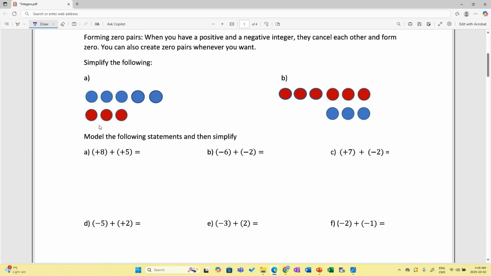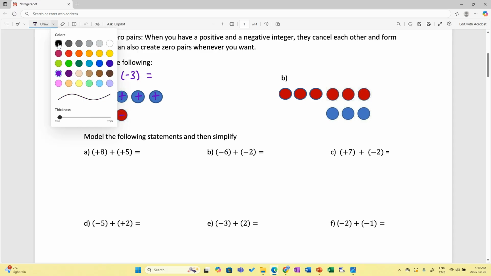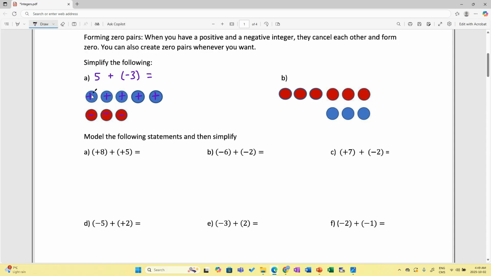When we're doing these questions, if I have 5 positive circles like this, and then I have 3 negative circles, basically this statement is going to be written as positive 5 plus negative 3. Now to find the answer to this, we can simply cancel out positive circles with negative circles. Each positive circle will cancel out with a negative circle.